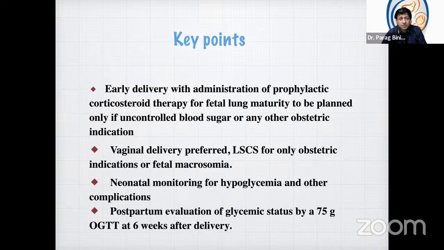Early delivery with administration of prophylactic corticosteroid therapy for lung maturity is to be planned only if there are uncontrolled blood sugars or if there is any other obstetric indication. Vaginal delivery is preferred. Neonatal monitoring for hypoglycemia and other complications is extremely important, and postpartum evaluation of glycemic status by a 75-gram glucose OGTT at 6 weeks after delivery is an important issue.